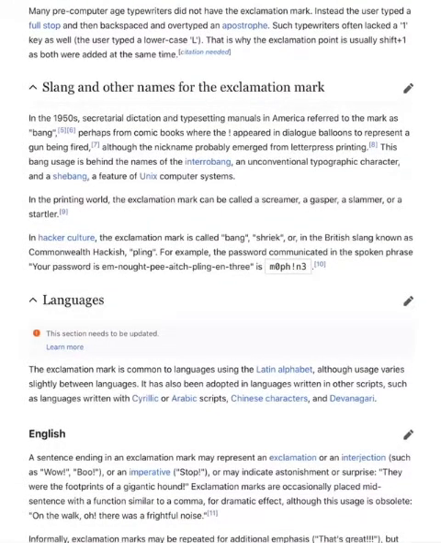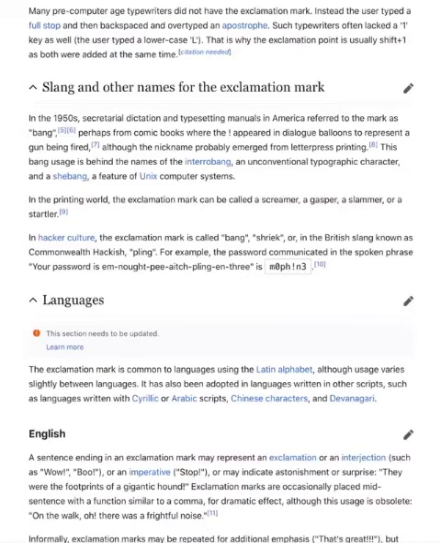Many pre-computer age typewriters did not have the exclamation mark. Instead, the user typed a full stop, then backspaced and overtyped an apostrophe. Such typewriters often lacked a 1 key as well. The user typed a lowercase l. That is why the exclamation point is usually Shift plus 1, as both were added at the same time.